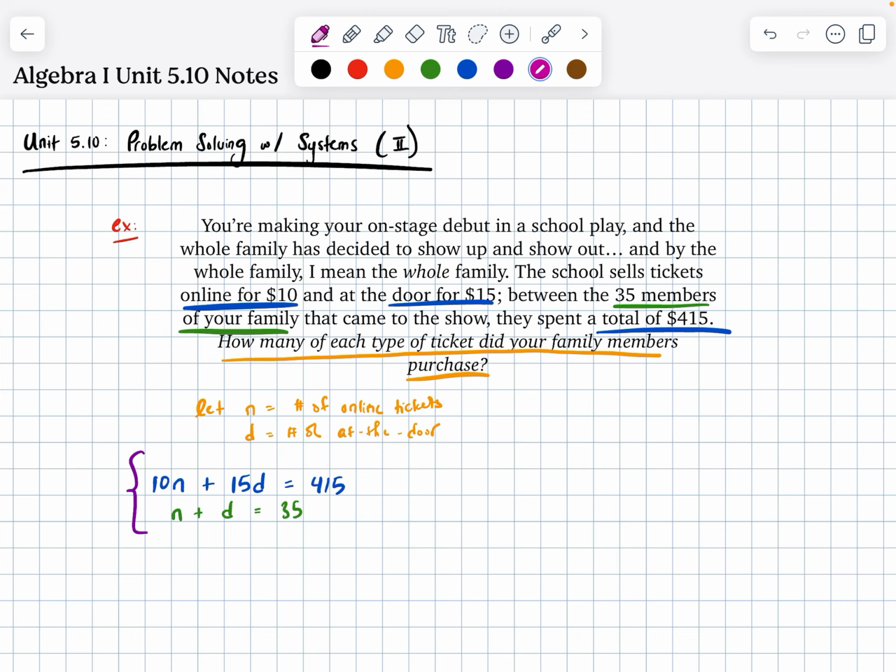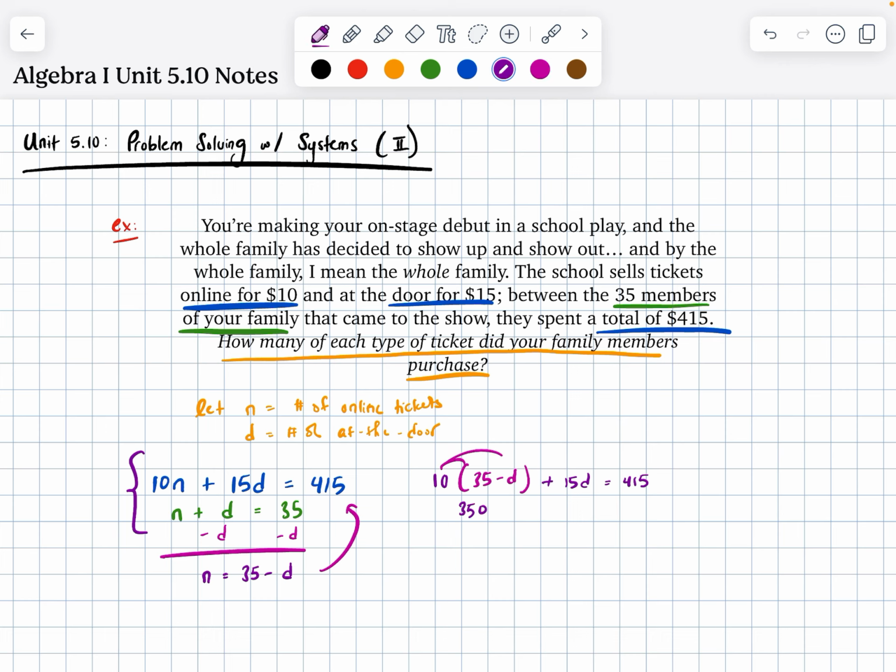You can solve this using either substitution or elimination. I think I did elimination first last time, so I'll do substitution first this time. Let's say that I want to get N by itself in the bottom equation. So I'll start by subtracting D from both sides. That tells me that N is equal to 35 minus D. From here, I can now take this and substitute into my top equation. Doing so, I have 10N, but N, of course, is interchangeable with that 35 minus D from the bottom equation, plus 15D is equal to 415.